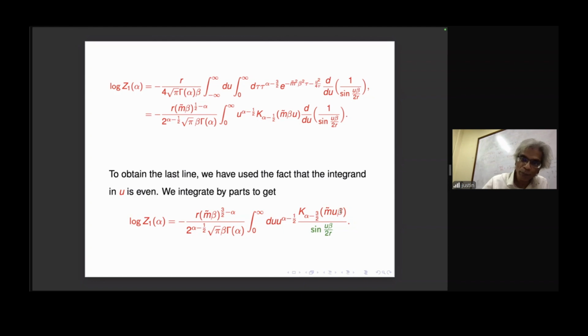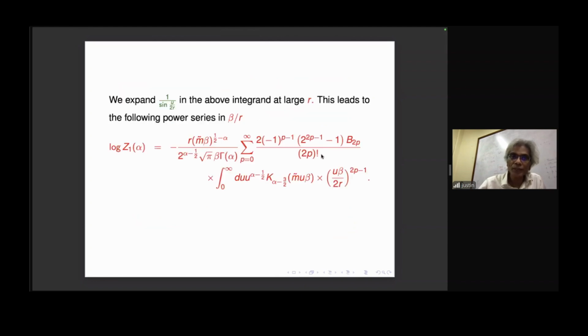You can integrate by parts and make the derivative hit on the other side, and we get this. Now, this form is actually the nice form. Once you have it in this form, you have this u by r, and at large radius, you can do an expansion of this 1 by sine, in terms of Bernoulli numbers. So that is the expansion.